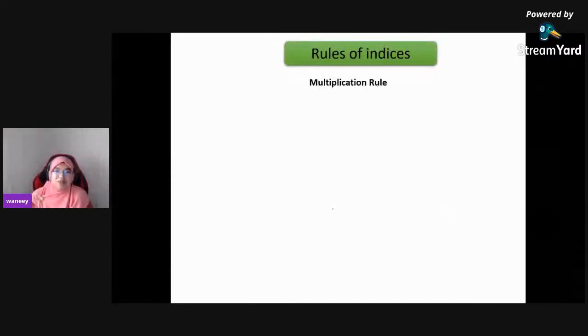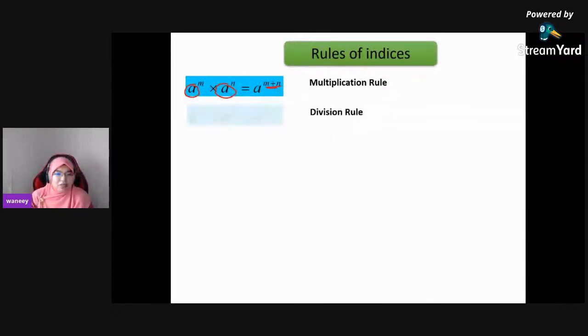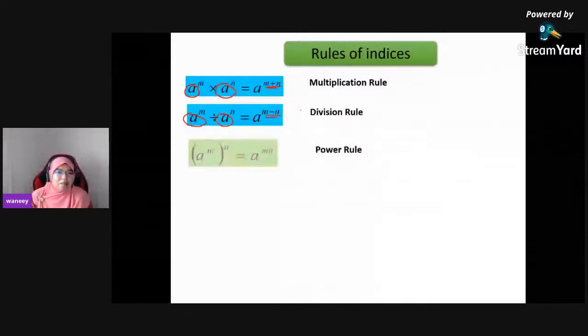Okay, so we do have a few rules of indices. So the first one, multiplication rule. So if you have a to the power of m times with a to the power of n, between the same base, what will happen is that we're going to add our index. Division rule, if you have a division between the same base again, so you're going to minus the index. And then a power rule. So if let's say we have a to the power of m to the power of n, this is simply equal to a to the power of m multiplied with n. So we're gonna multiply the index.